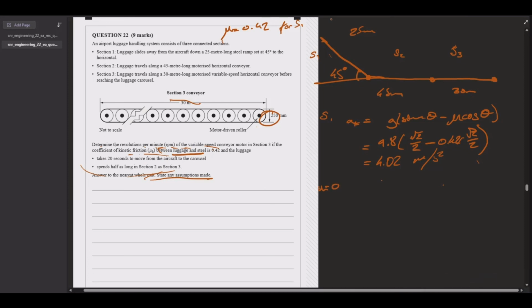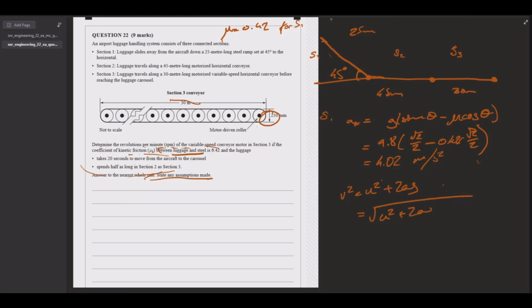And we don't know final velocity, and we don't know time, so the formula we're going to use is v squared equals u squared plus 2as. We'll rearrange for displacement, and we're going to get... No, not displacement. Oh, we already have final velocity. We want final velocity. So that's going to be u squared plus 2as. So that is 0 plus 2 times the acceleration, 4.02, times 25 meters. Root 201. 14.18 meters per second.